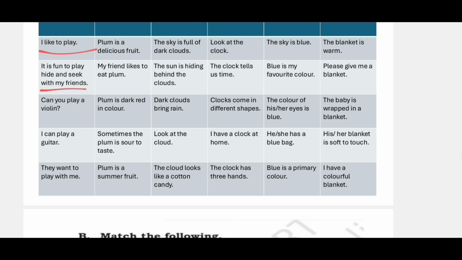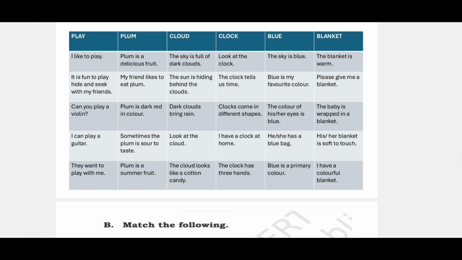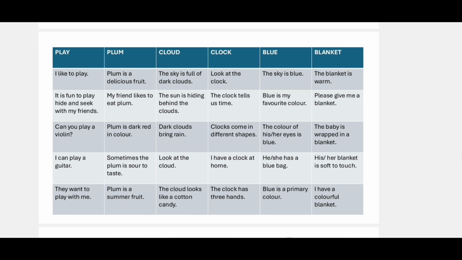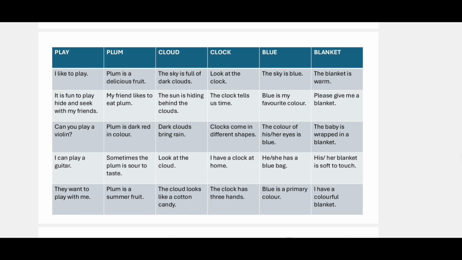Plum is a delicious fruit. My friend likes to eat plum. Plum is dark red in color. Sometimes the plum is sour to taste. Did you see sour? It is an adjective. See, this is used to describe how it tastes. How it tastes? It tastes sour. Plum is a summer fruit. Now let's go to the next word.